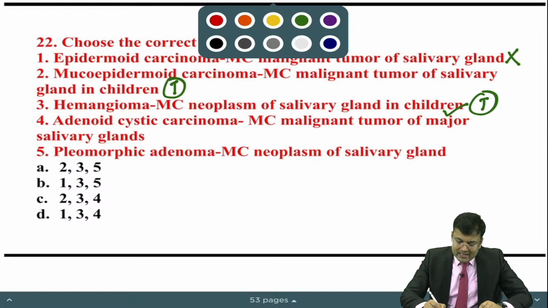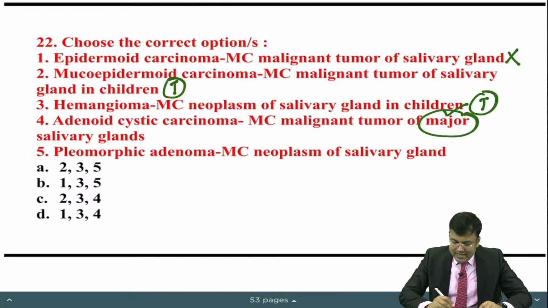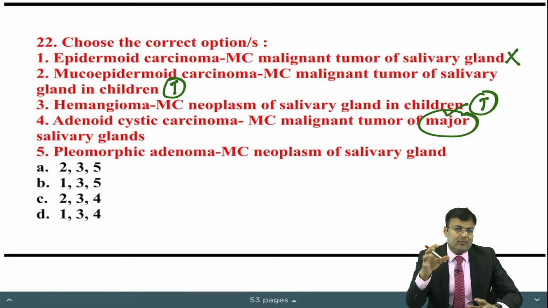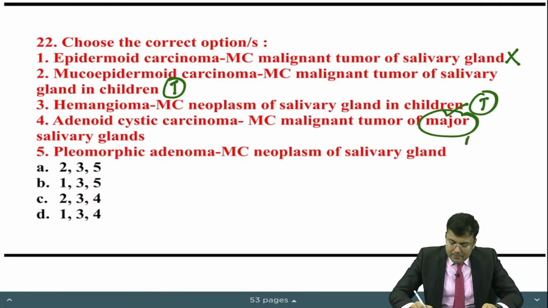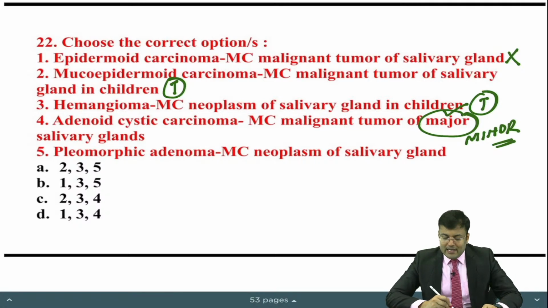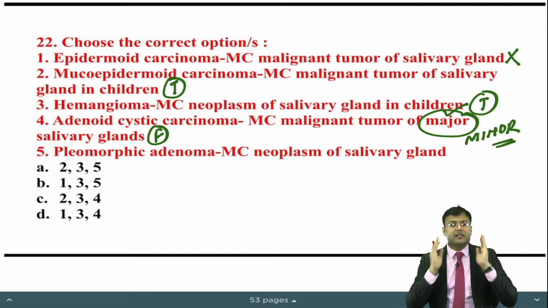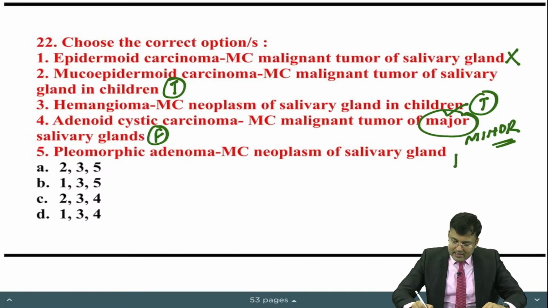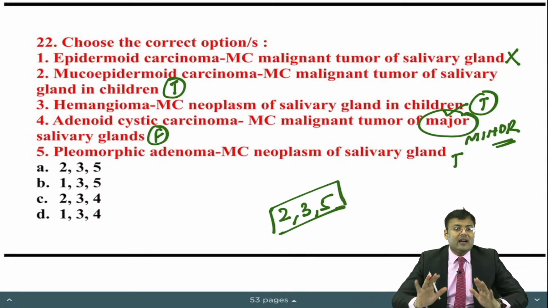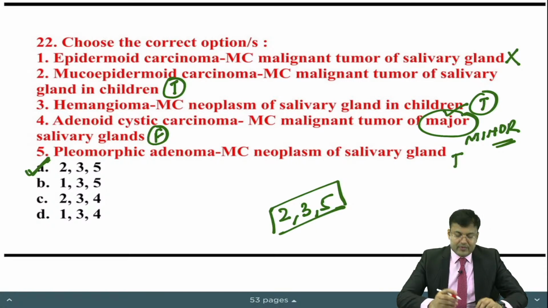See, where is the catch? Here the word major is there. Adenoid cystic carcinoma is the most common malignant tumor of minor salivary gland. It's minor salivary gland, not major. So this is false. And you know, pleomorphic adenoma is the most common neoplasm of salivary gland. That is true. So which are true? 2, 3 and 5. These are correct. So what is the correct answer for this question? The correct answer is A.